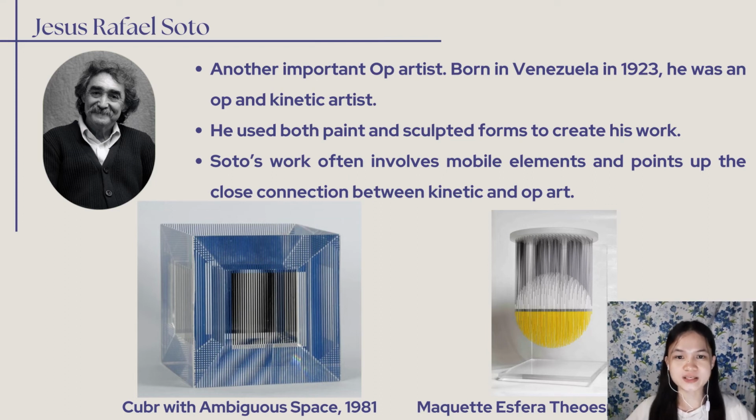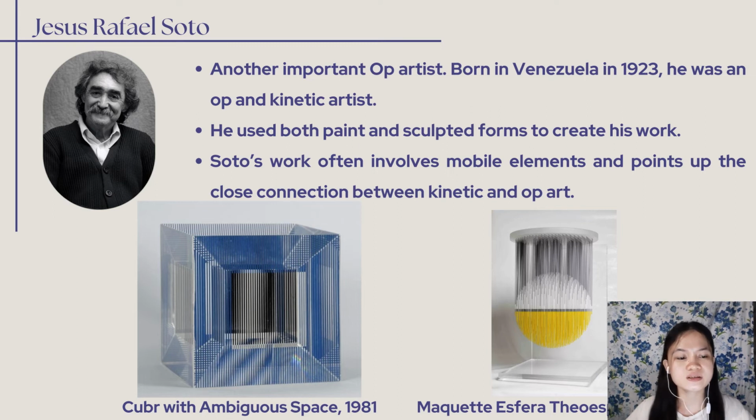The last one is Jesus Rafael Soto. He is another important optical artist. He was born in Venezuela in 1923. He was an op and kinetic artist. He used both paint and sculpted forms to create his work. Soto's work often involves mobile elements and points up the close connection between kinetic and op art.